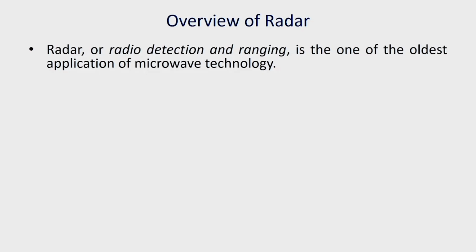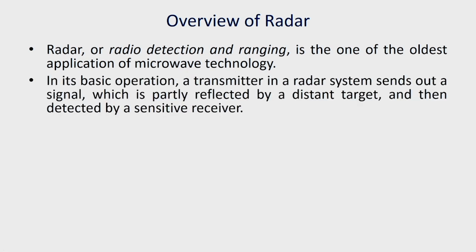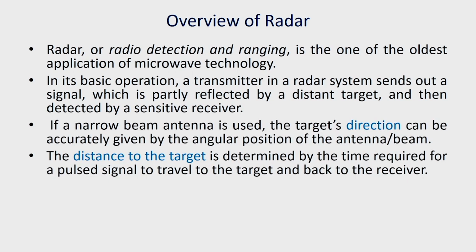We start our discussion with radar, where we provide an overview of radar. Radar, or radio detection and ranging, is one of the oldest application of microwave technology. So, in its basic form, it consists of a transmitter which sends out signal. It is reflected by a distant target and then detected by a sensitive receiver. So, if we use a narrow beam antenna, then this gives us the information about the direction of the target. So, it can be estimated from the angular position of the antenna or the beam.